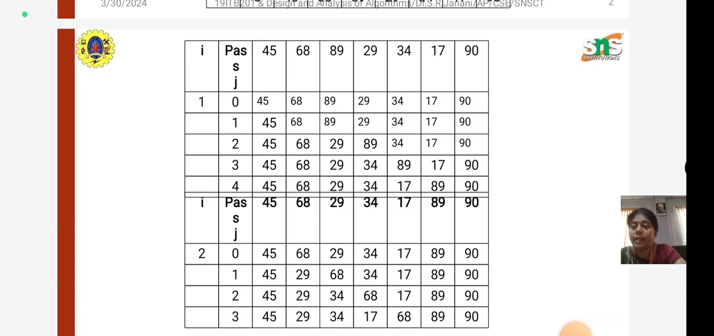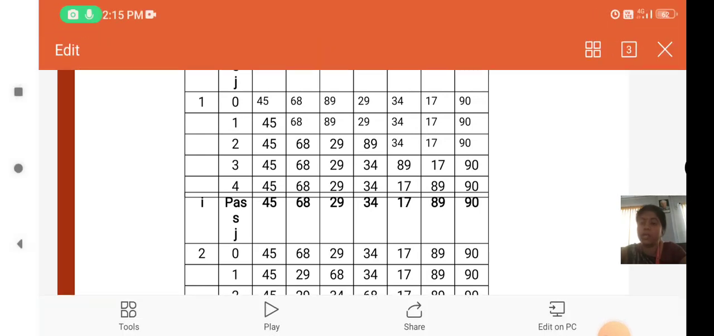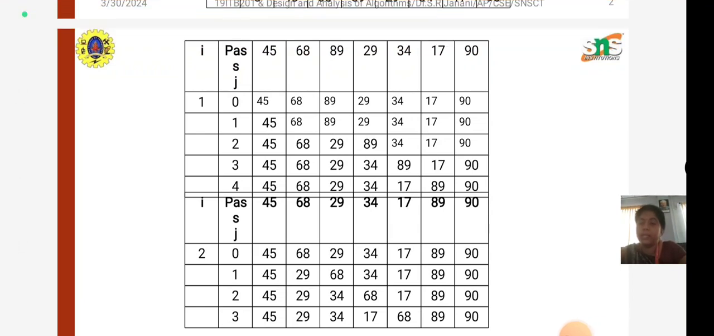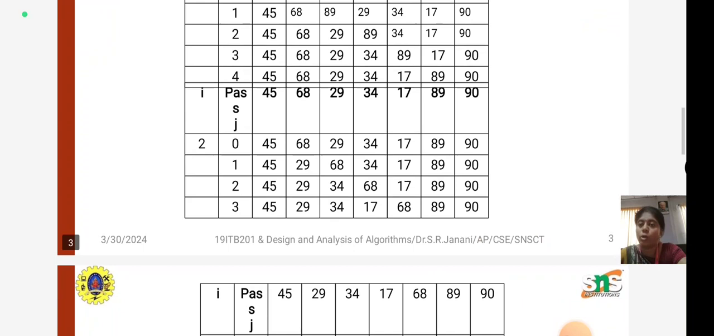In the second pass, the values continue. Now we are comparing 45 and 68, it is the same. Then 29 and 68 are compared, it is lesser, so in the first pass we are swapping 29 and 68. In the second pass we are comparing 34 and 68, it is lesser, so it is swapped. In the third pass we are comparing 68 and 17, it is lesser, so it is swapped. The last two elements are already sorted.